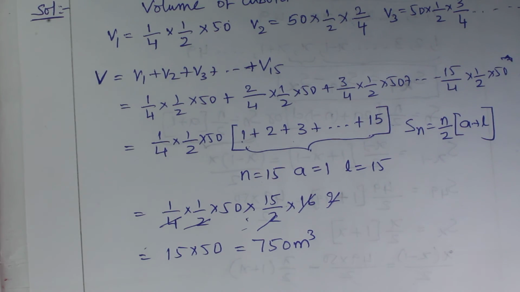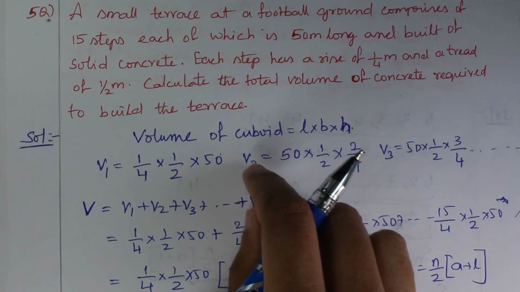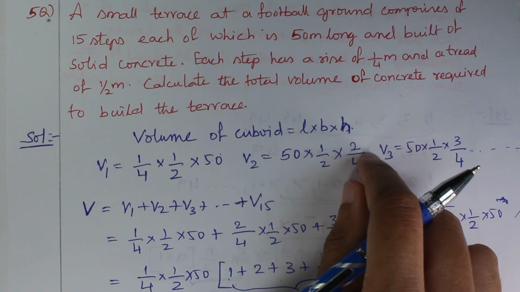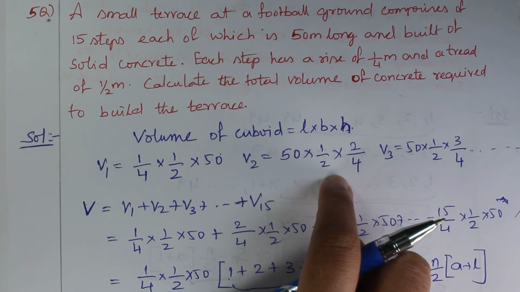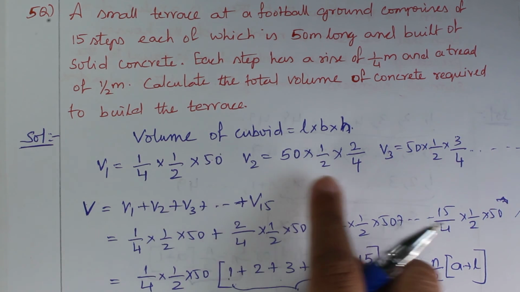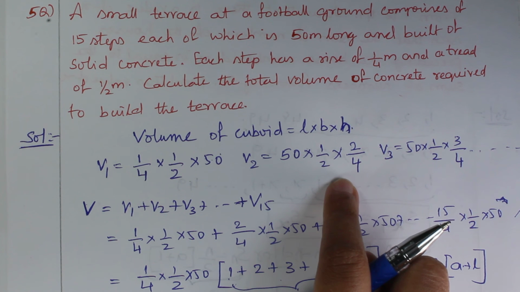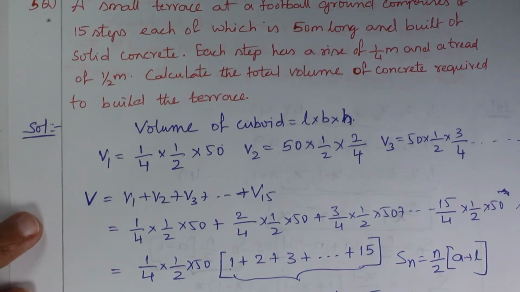Hope this is clear for you. I'll explain the problem once again. We are considering each step like a cuboid. So the length and breadth remain constant. The only parameter that changes from one step to another is the height of the step. For the first step, the height is 1 by 4, for the second step the height becomes 2 by 4, for the third step the height becomes 3 by 4, and for the last step the height becomes 15 by 4.